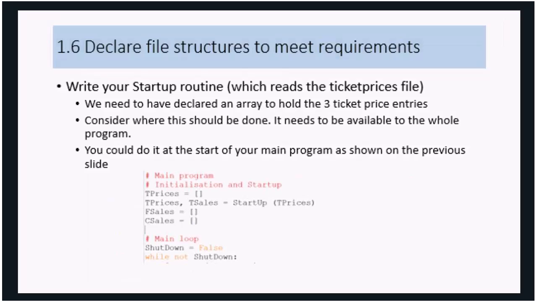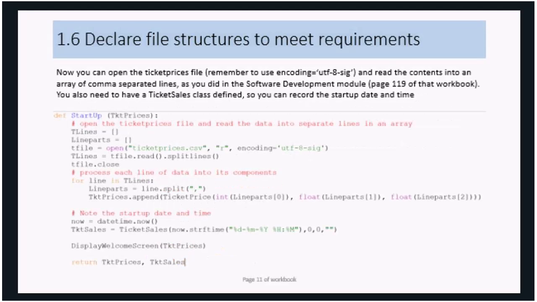Because it needs to be available to the main program, but it also needs to be available to the event handler. You could do it, one of the possible solutions is to do it at the start of your main program. So we saw this on the previous slide. Before we get into our main loop, we've done some initialization. Now let's look into the startup routine.